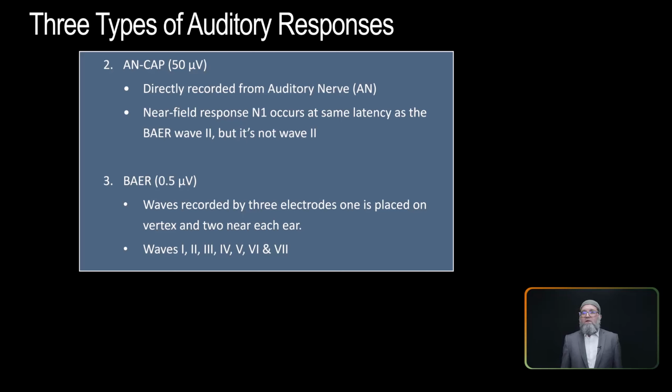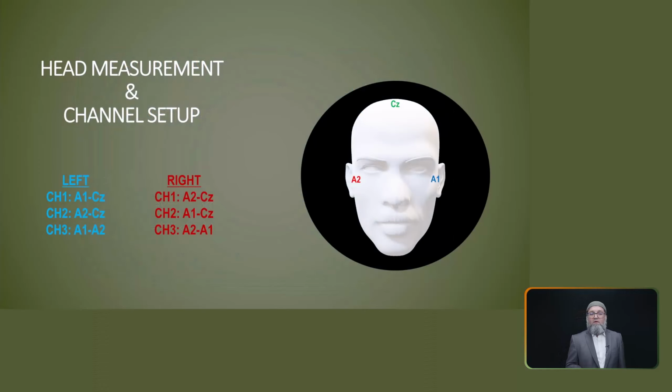The third one is the brainstem auditory evoked potential, or brainstem auditory evoked response, BAER or BAEP, or ABR, auditory brainstem response. Those are the smallest responses, about 0.5 microvolt maximum, and they are recorded by 3 electrodes placed on the vertex, A1 and A2, and they record wave 1 to wave 7. Those are the smallest responses, with far field responses, except for wave 1, which is near field. The electrodes are placed at A1, A2: A1 is in front of the left tragus, A2 in front of the right tragus, and then Cz at the vertex.